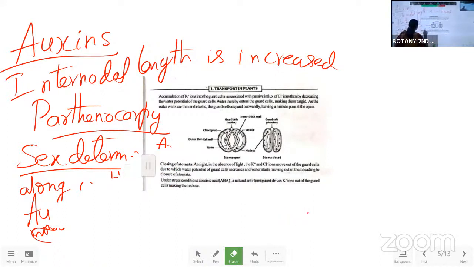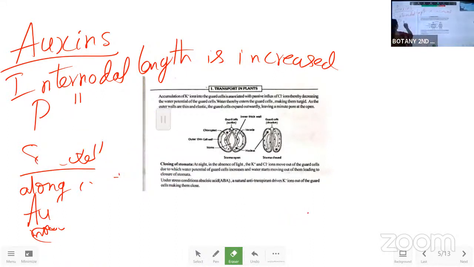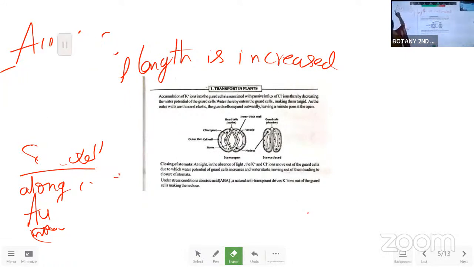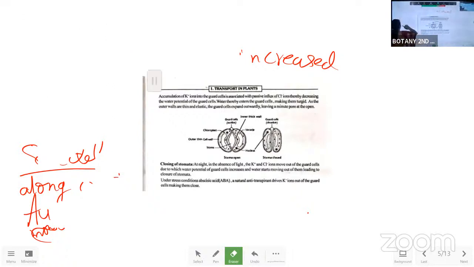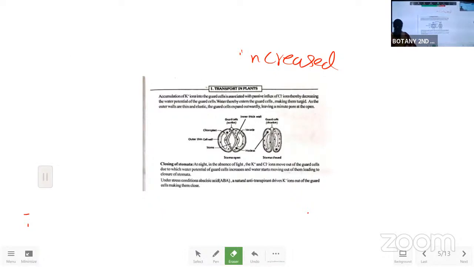So like this, we can write it, and it enhances the flowering. It enhances the flowering in some plants. Example, grapes, so that the parthenocarpy is going to be increased in the grapes. So like that, we can conclude the auxins which are useful in agriculture and in horticulture. And the next one is the gibberellins.